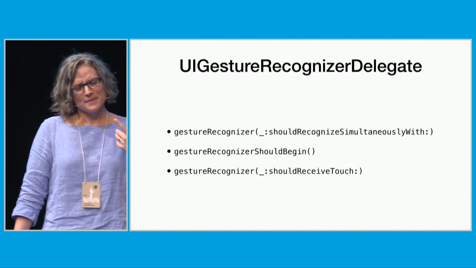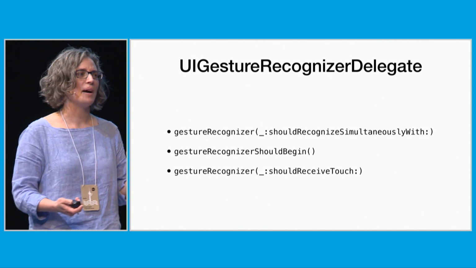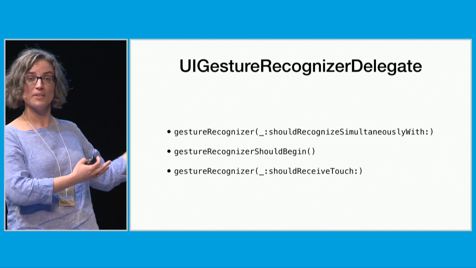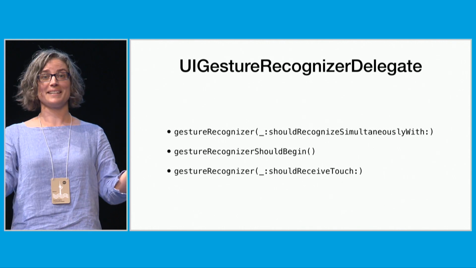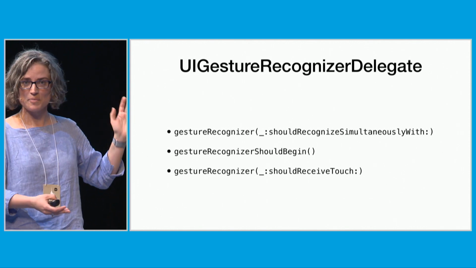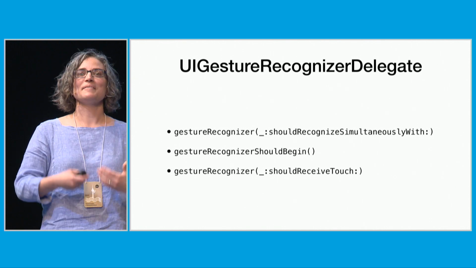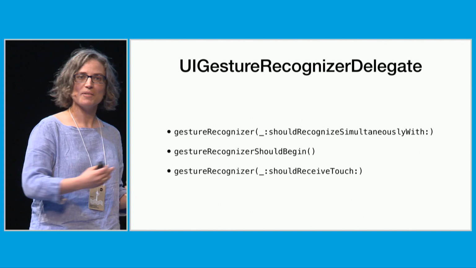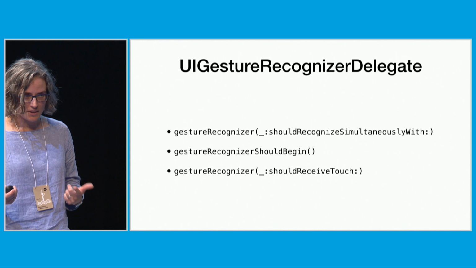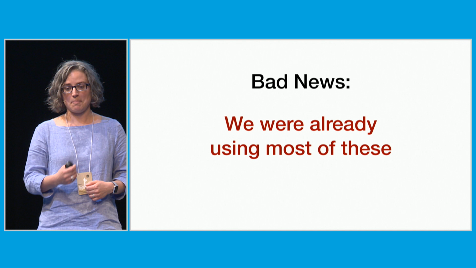Okay, so now reading the documentation and knowing about this delegate protocol, it seems like a really powerful tool. I've got all these options. I have not just shouldRecognizeSimultaneously, but also some other methods. I could tell on the fly whether a gesture should begin or whether it should receive a touch. And this is not an exhaustive list, but it's pretty representative. So again I'm feeling optimistic and confident that with these powerful tools, of course, we can solve this problem. All right, so I go to the code and discover, oh, actually we're already using most of these.